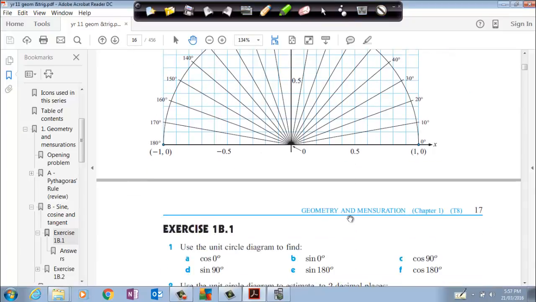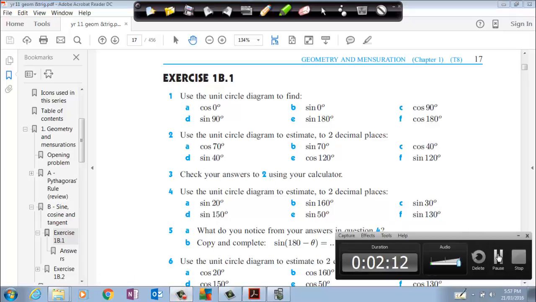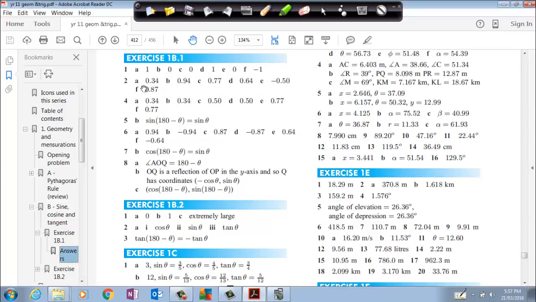Now have a look at 2. We've just done A and B, so you pause the video and try C, D, E, F and come back for the solutions. And here are the solutions for 2, A, B, C, D, E and F.